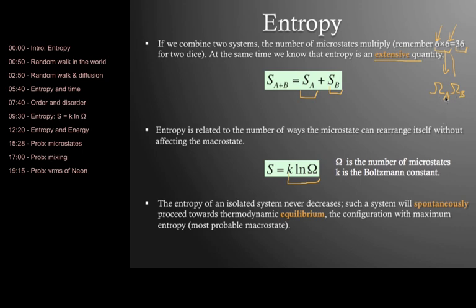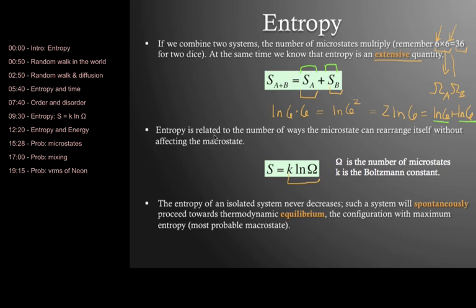So when we multiply these together, we can take the logarithm. Log of 6 times 6 is equal to the log of 6 squared. By the rule of logs, you can bring the 2 over here, and now 2 log of 6 is the same thing as saying log of 6 plus the log of 6. So here we have the entropy of one plus the entropy of the other.